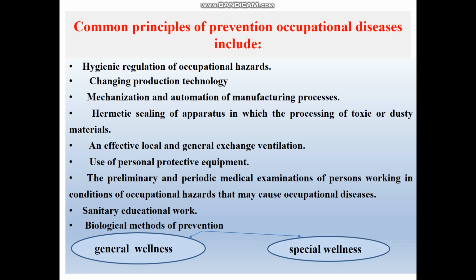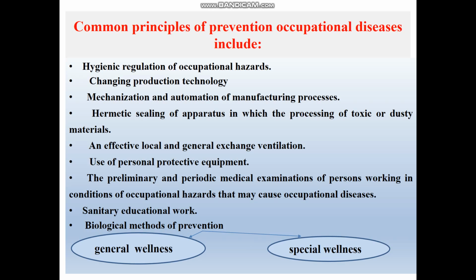Biological method of prevention. General and specialist wellness. The first group includes the rational organization of work and rest, mass sport and physical activity, good nutrition, and others. The second, or special wellness, is based on etiological and pathogenic principles, influencing the unfavorable action of different industrial factors, dust, chemical, and physical, on the worker's organism.